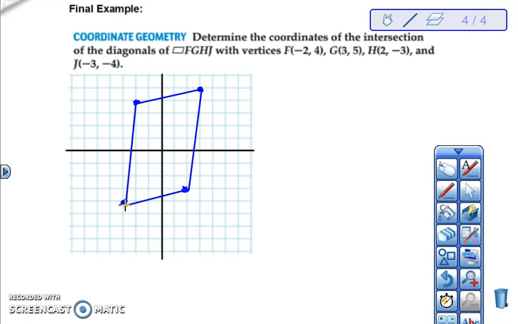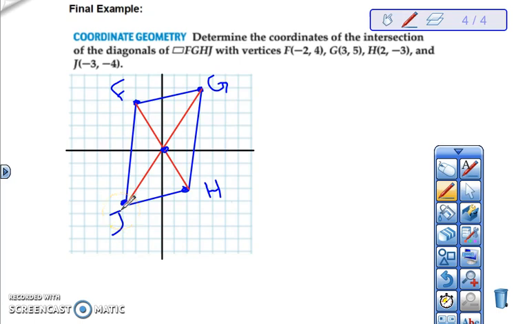We need to find where the diagonals intersect. So connect your opposite corners. We should be able to see it on the picture, right? It looks like it's about the origin. More or less right here. But our picture might be slightly off, so let's make sure we know how to do it for real. So if we label our points, right, this was F over here, this was G over here, this was H, and then we had J.